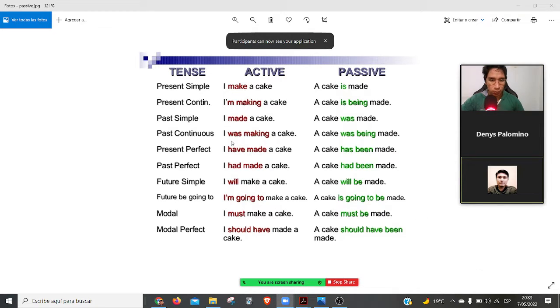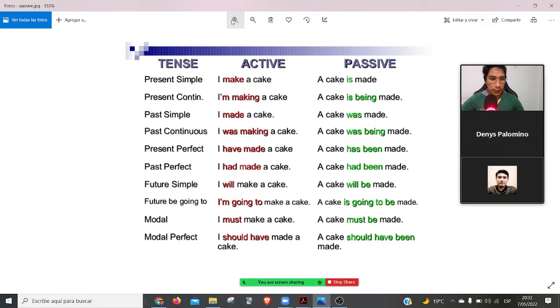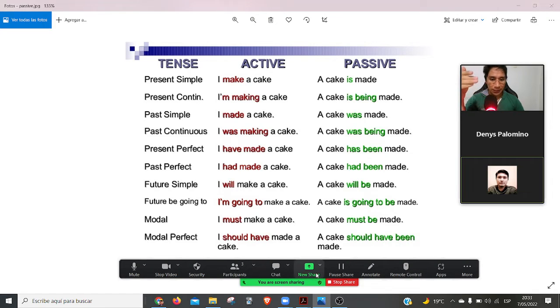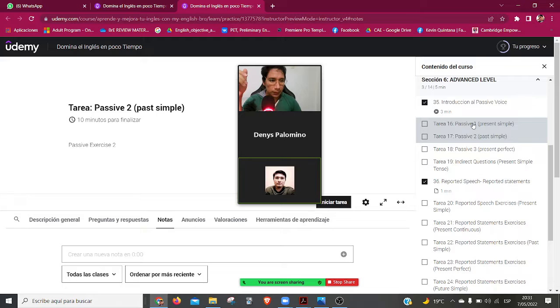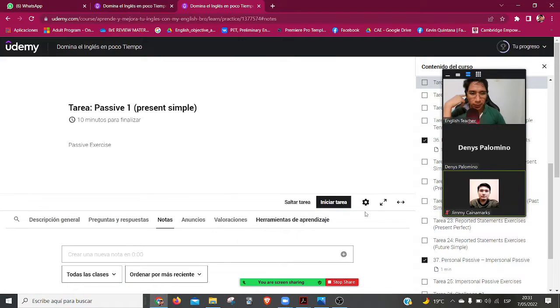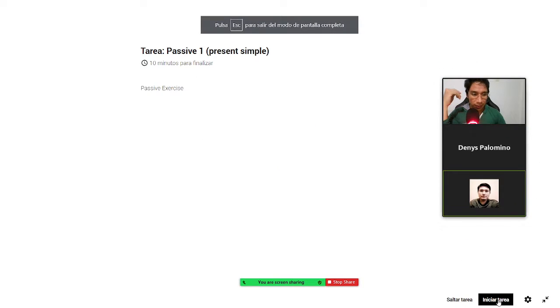Yes, simple, kind of. Do you want to practice? Because I prepared this chart. You have example: make, cake is made, I'm making, it's being made. We're gonna practice, okay? So let me open here the present. So let's go here. You're gonna tell me the answer, okay?